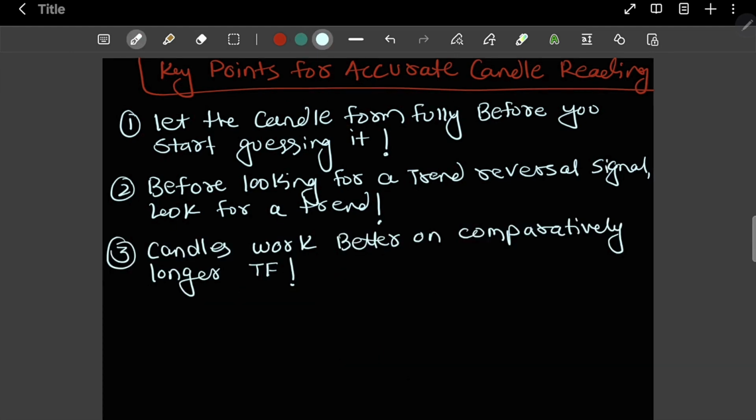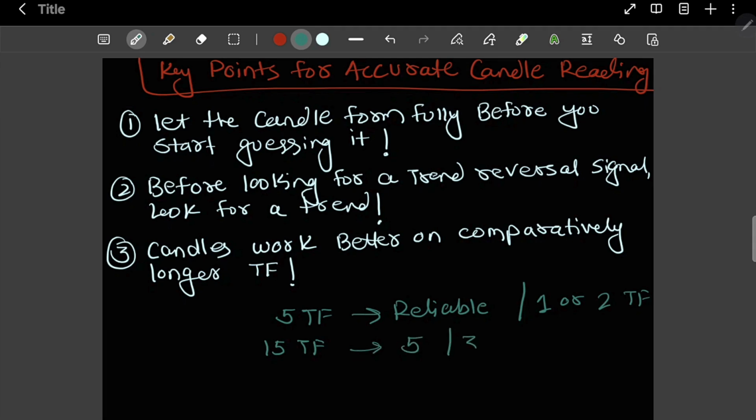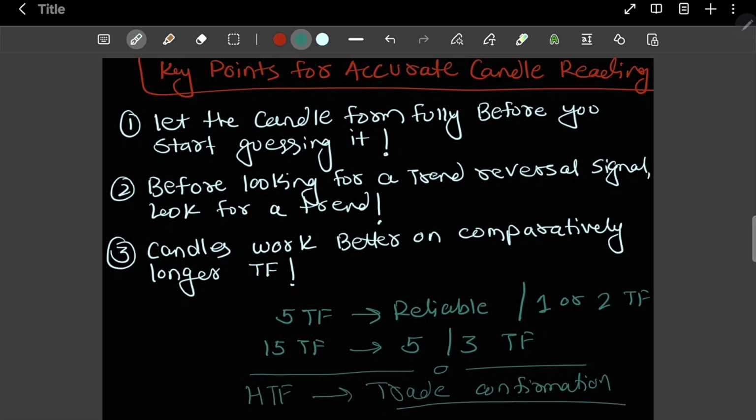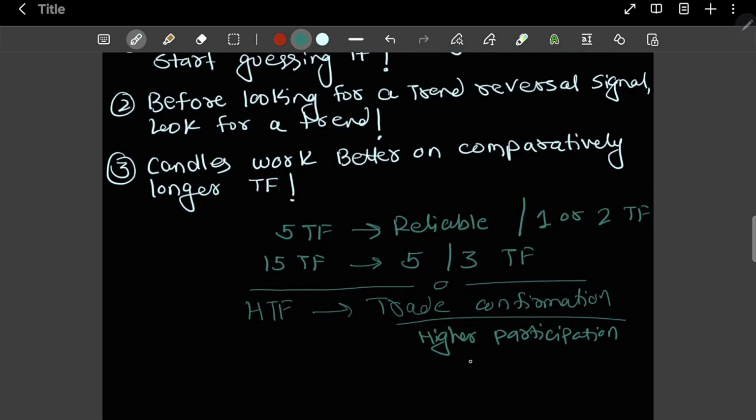So always remember that. The third point is that candles work better on a comparatively longer time frame than a smaller one. A 5-minute time frame will be more reliable than the 1 or 2 minute, and a 15-minute time frame will be more reliable than the 5-minute or 3-minute time frame. It doesn't mean that we cannot trade on 5-minute or 15-minute. The author is just saying that always check your higher time frame for trade confirmation, because there will be higher participation compared to the lower time frame.